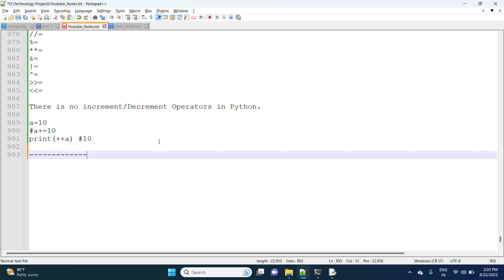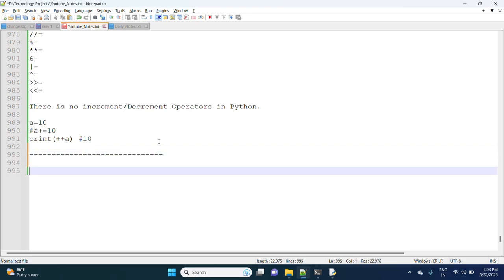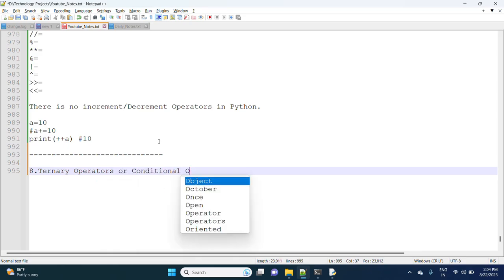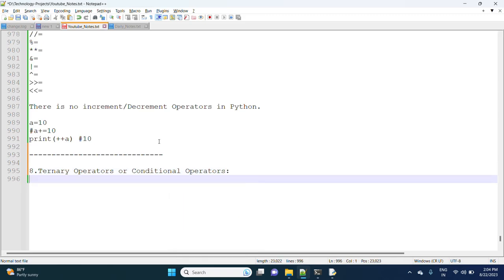So the next concept is ternary operators, or conditional operators. Ternary operators are conditional operators.